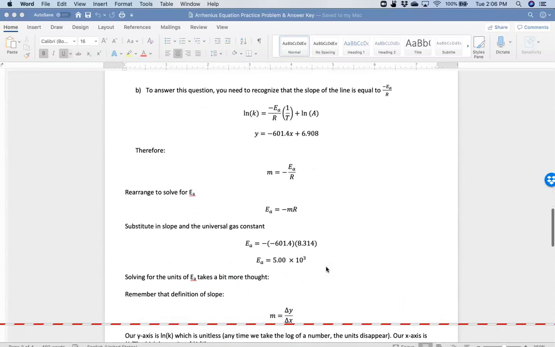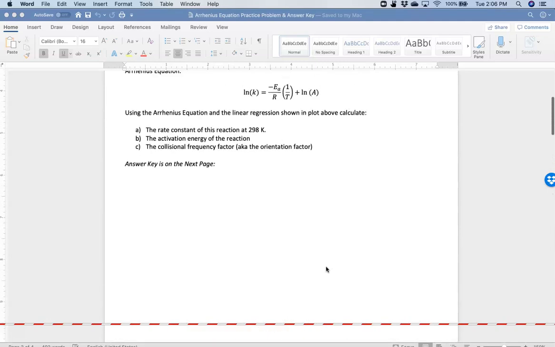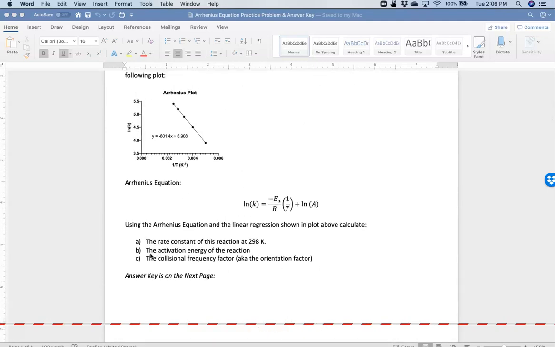Part B is asking us to find the activation energy of the reaction. So things that we need to pay attention to: I've just solved for k at a particular temperature. ln of A is known, R is known. I'm asked to find the activation energy of the reaction. There it is: one equation, one unknown. We're good to go.